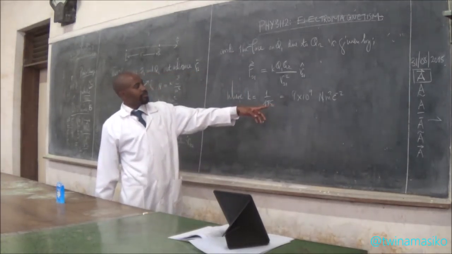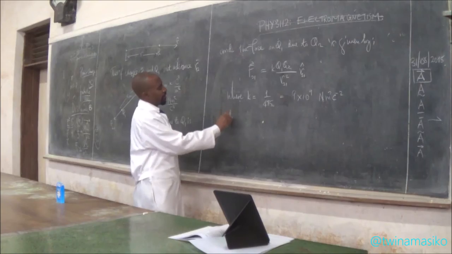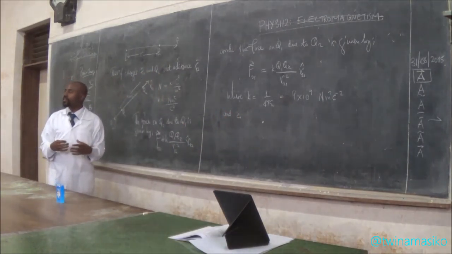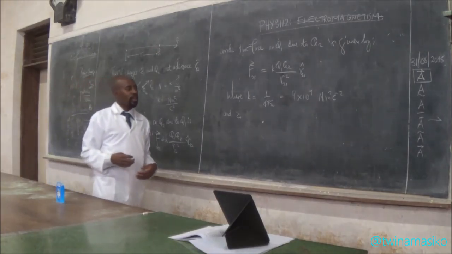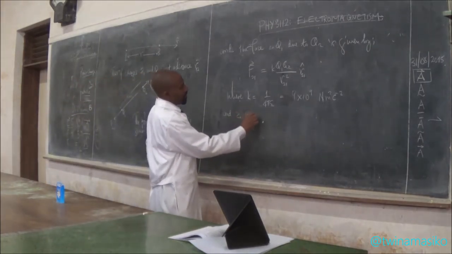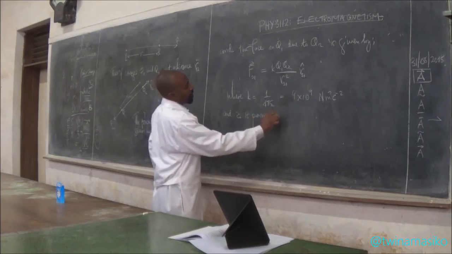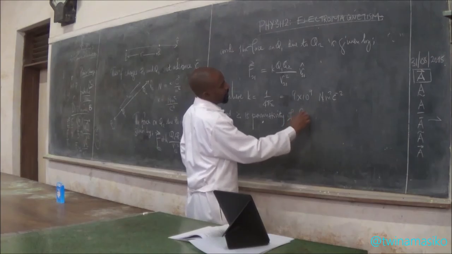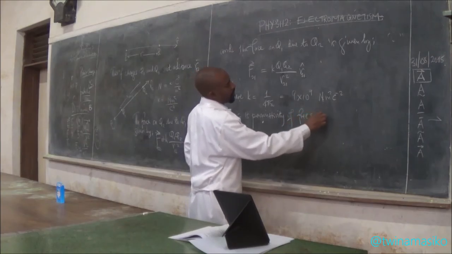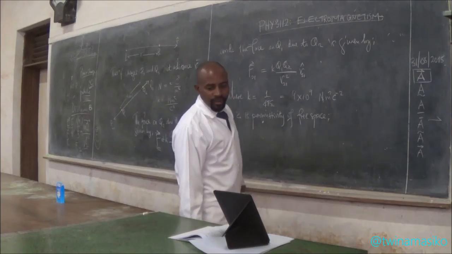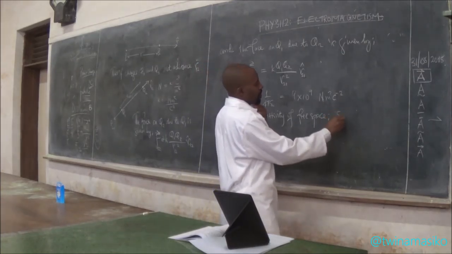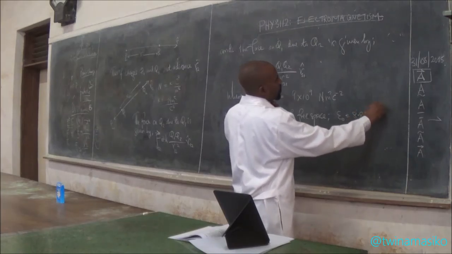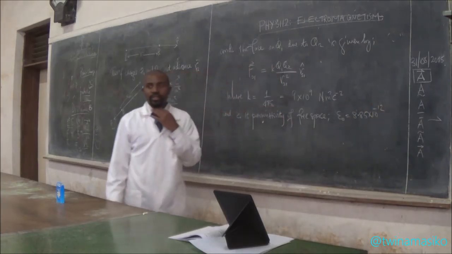And the epsilon naught is something we shall deal with very frequently in this course. It is the permittivity of free space, and given by 8.85 times 10 to the power negative 12. What are its units?